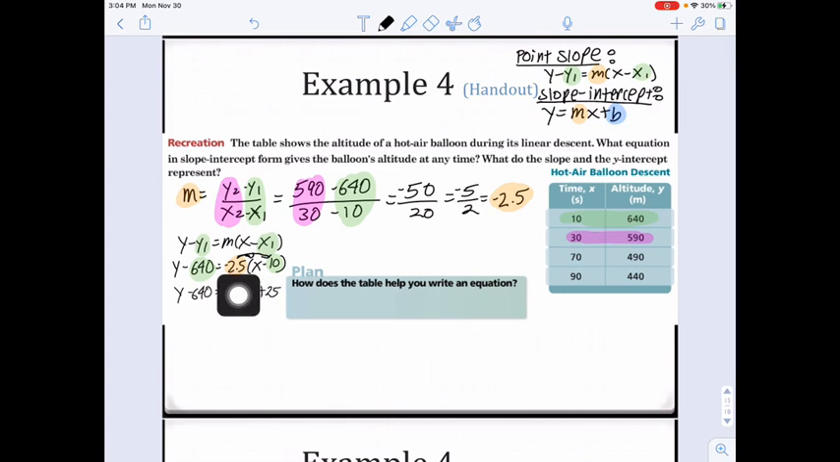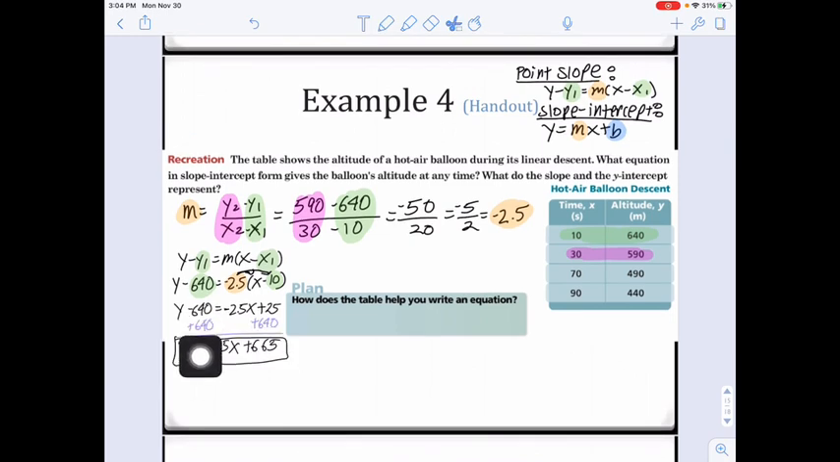When we distribute the negative 2.5, times x gives us negative 2.5x. Negative 2.5 times negative 10 gives us 25. And that does become positive because they're both negative. Now we just need to get rid of the minus 640. To get rid of minus 640, we add 640 to both sides.